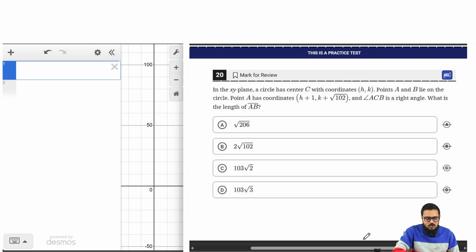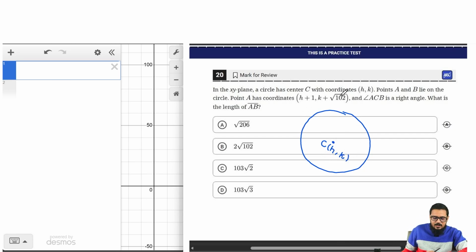In the xy plane, a circle C with coordinates h, k, points A and B lie on the circle. So let's say I've got this circle right over here, and I do not know exactly what the center coordinate of this circle is. So let's say this is center C and this is h, k. And the question says that from your center, if you look, these are also in terms of the same h and k. So the question says that point A, where is point A? This is point C, by the way. Point A is somewhere on the circumference of the circle, but how am I going to reach point A from my center coordinate C? The question says add 1 to the center coordinate's x value.